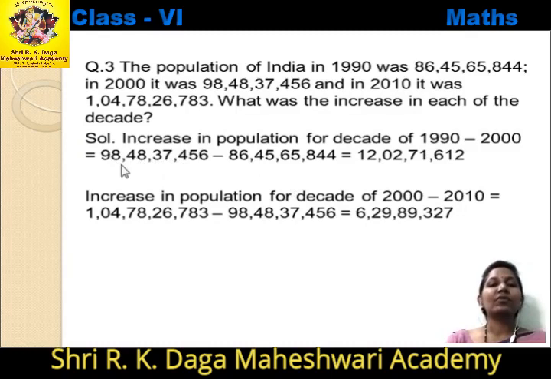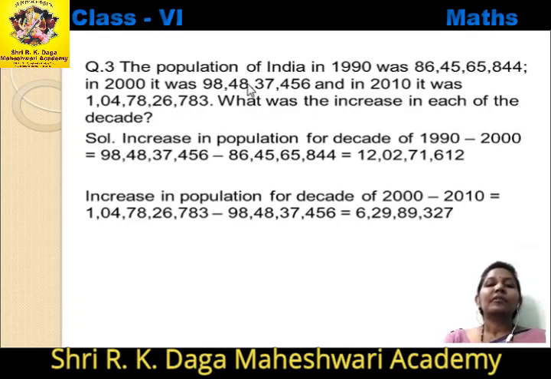In this, difference is equal to 98 crore 48 lakhs 37,456 minus 86 crore 45 lakhs 65,844. When we subtract this number, we will get the answer as 12 crore 2 lakh 71,612.